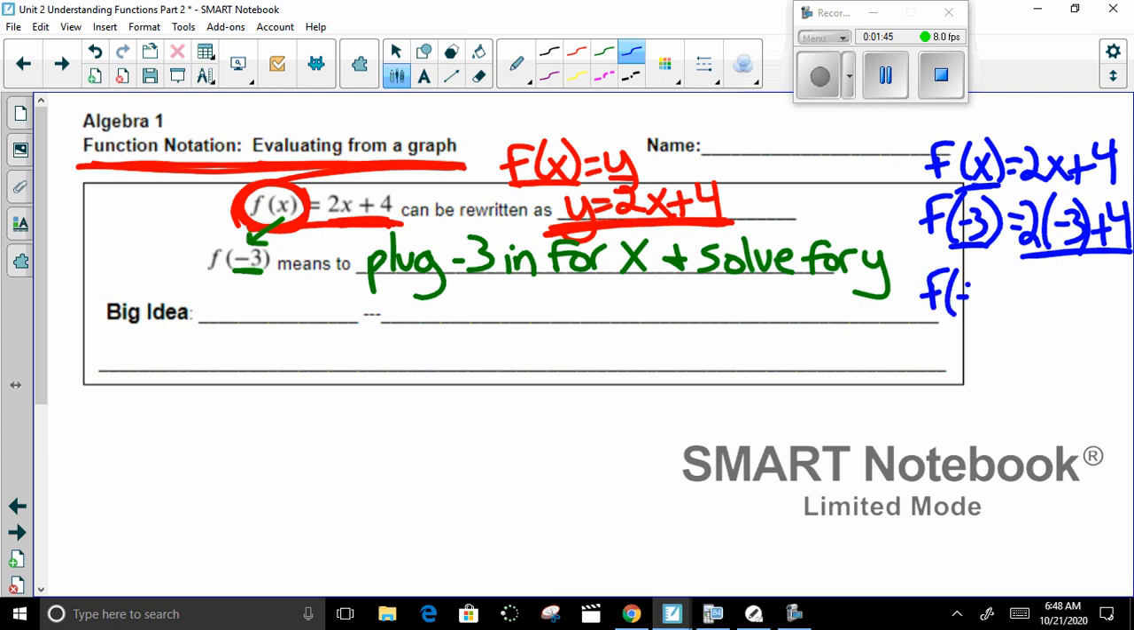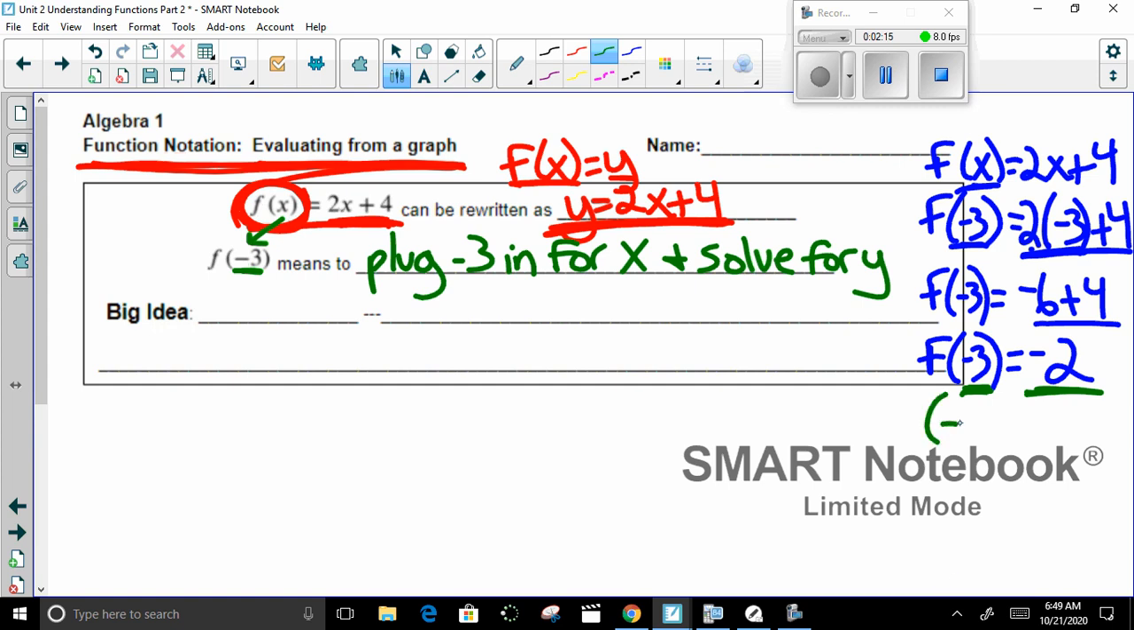So f of negative 3 equals 2 times negative 3. I got to do my multiplication before I can do my addition. 2 times negative 3 is negative 6. And then I'm just left with negative 6 plus 4. So f of negative 3 equals negative 2. I inputted my x value, and I got an output of my y value. So the ordered pair would be negative 3, negative 2.